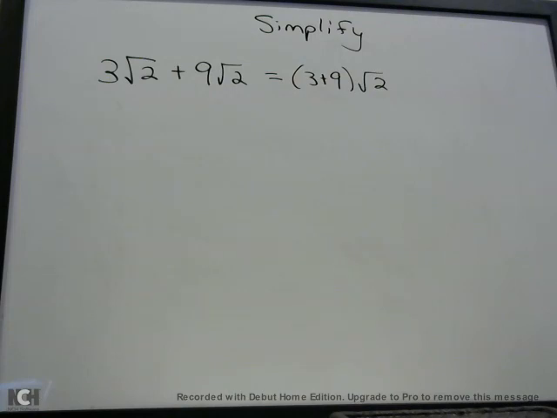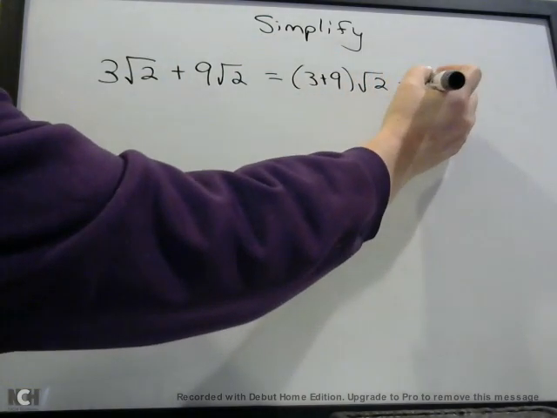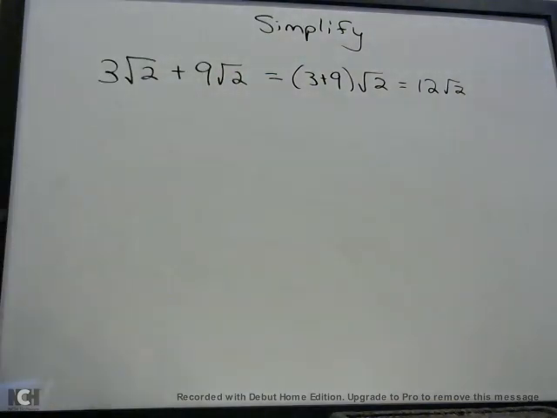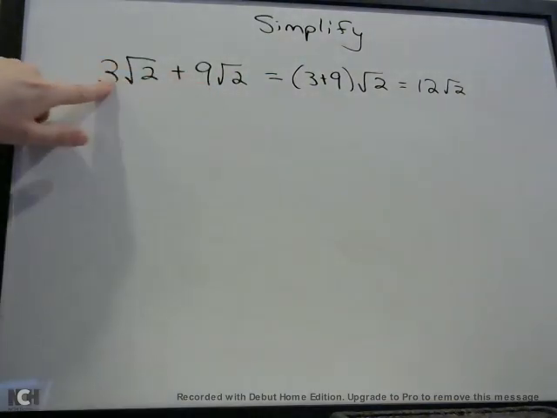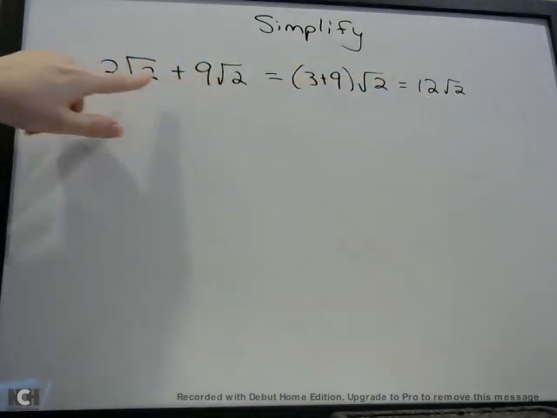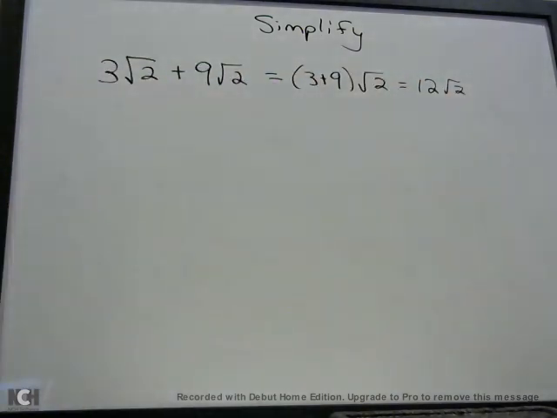This all goes back to the distributive property, but you can also just think about it. So we have 3 plus 9 is 12 square root of 2. You can see all we did was add the numbers out front. 3 plus 9 is 12, and we left the square root of 2 alone. We didn't change it in any manner.